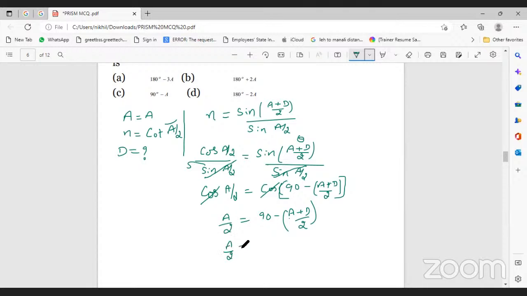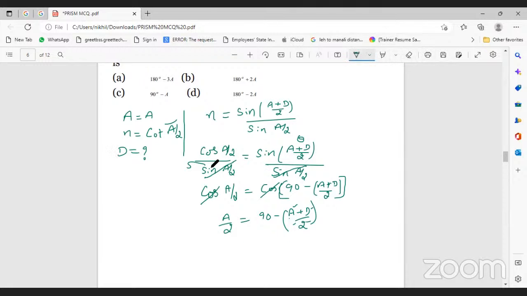You simplify this, you will get an idea. 90 minus A by 2 minus D by 2. Split the term: A by 2, D by 2. Then multiply, minus. Shift minus A by 2 to this side. Or you do one thing. You take out the LCM. If this step is a little bit confusing for you, take out the LCM and simplify.